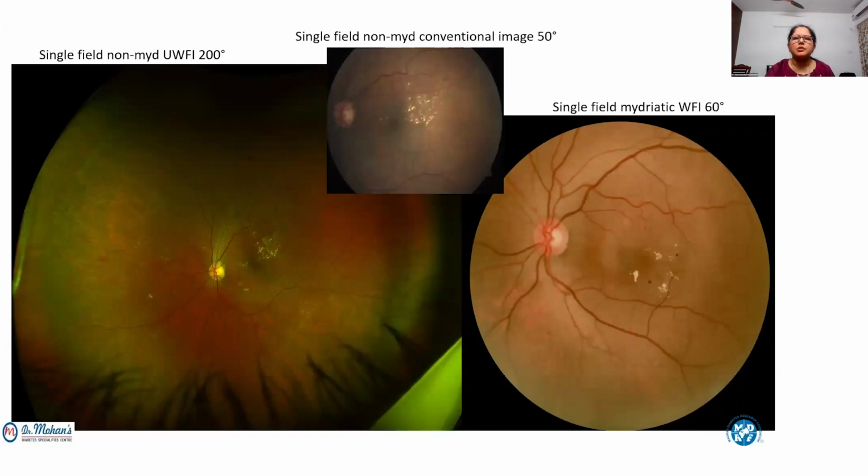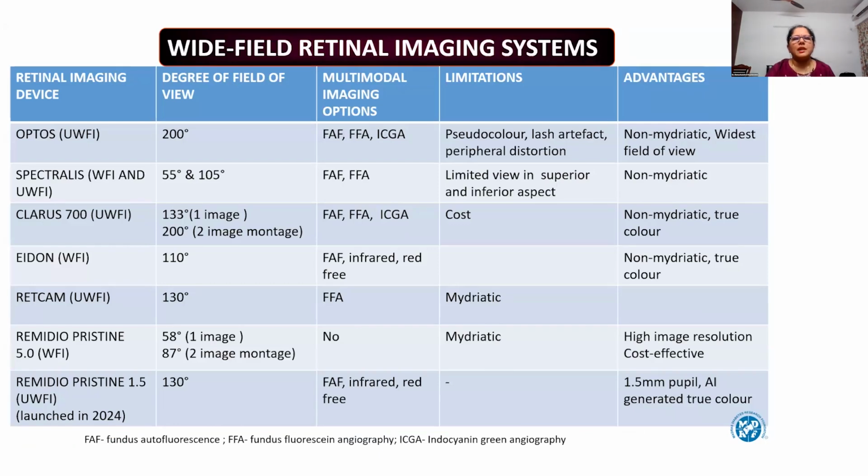Similarly, this is an image taken with a non-mydriatic fundus camera, which does show the posterior pole with macular edema, whereas you get a wider field of view with new vessels seen on Optos, and a much clearer, higher resolution image when we take it with a wide field fundus camera. So these are the various cameras which are available.